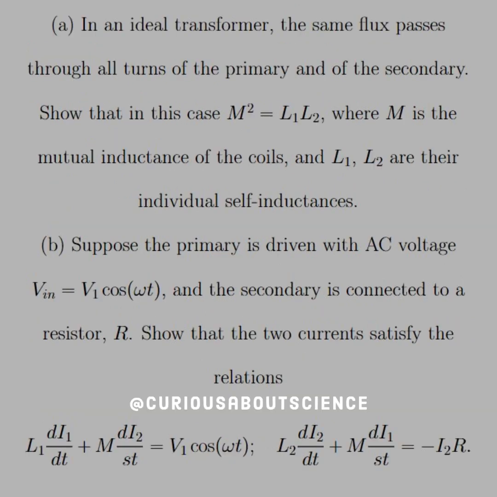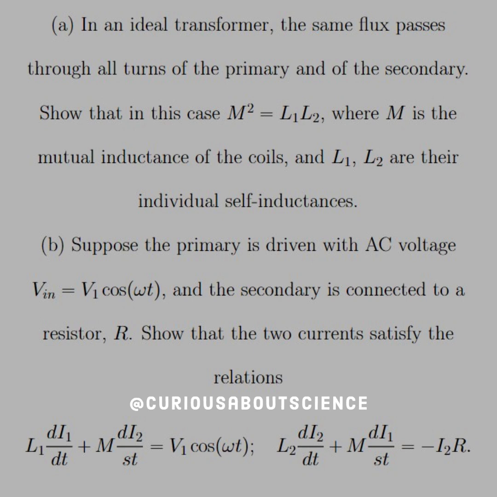Alright, so part A. In an ideal transformer, the same flux passes through all turns of the primary and of the secondary. Show that in this case, M squared, the mutual inductance squared, is equal to the self-inductance L1 times the self-inductance L2, where M is the mutual inductance of the coils and L1 and L2 are their individual self-inductances.